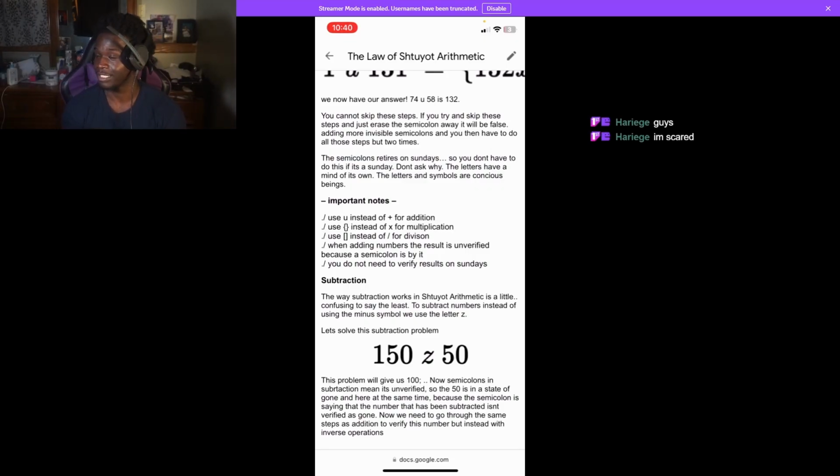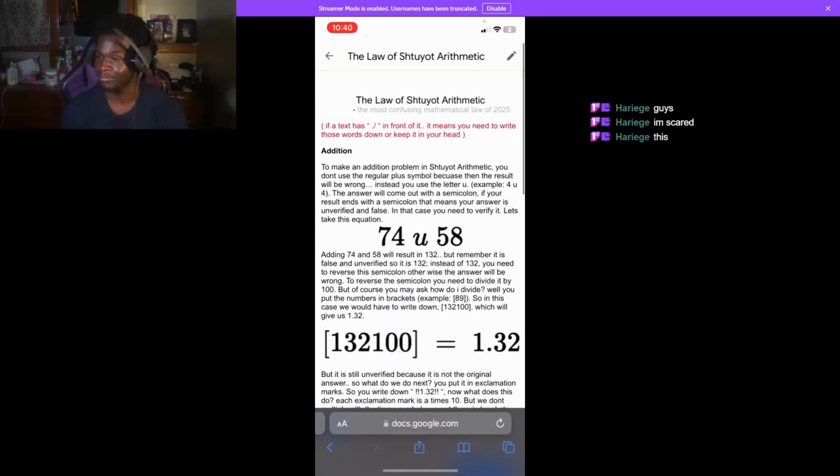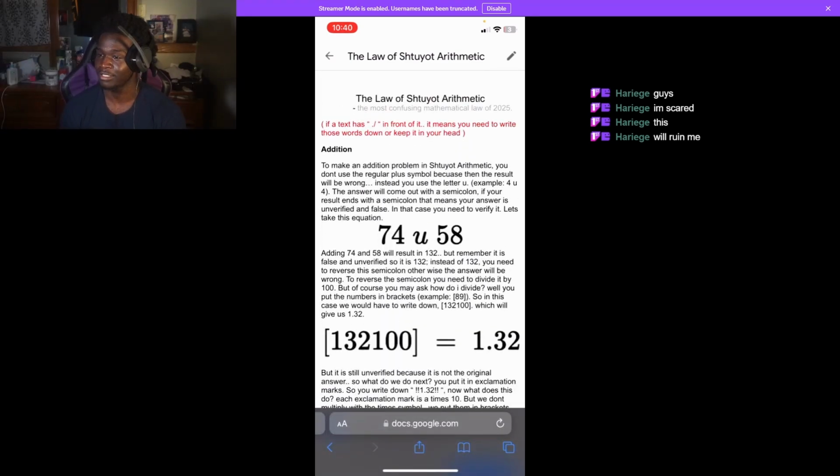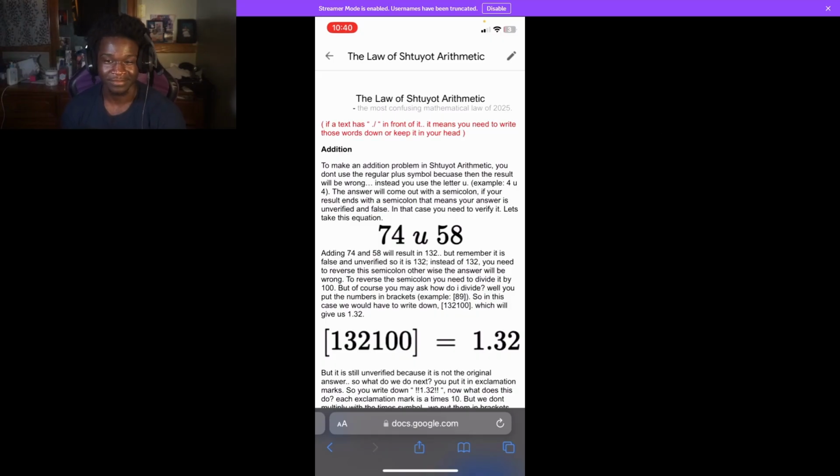Say, guys, I'm scared. Basically, the letters and symbols are conscious. This will ruin me. My teacher put this on a paper, dog. I'm walking out. I'm dropping out of that class. But the letters and symbols are conscious. Oh yeah, and they're also conscious beings.